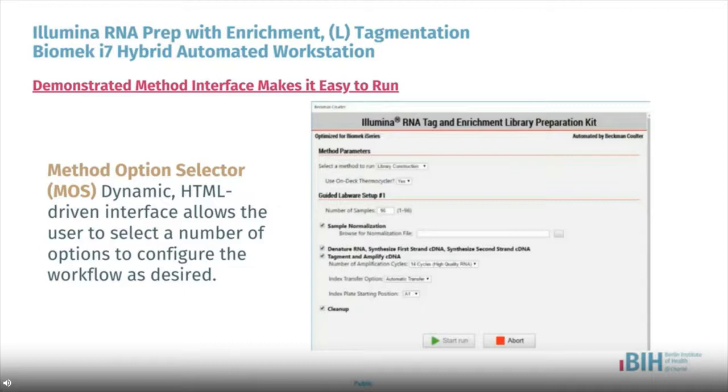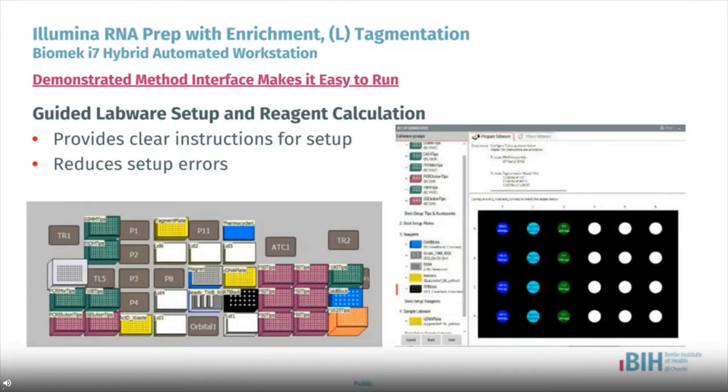Method parameters chosen here that would create an error state in the method, such as skipping a step in the workflow, will display an error at the bottom of this interface and will not allow a user to proceed until those errors are addressed.